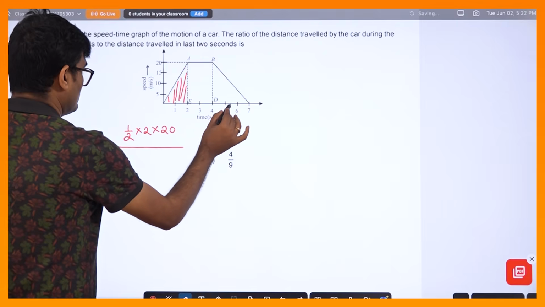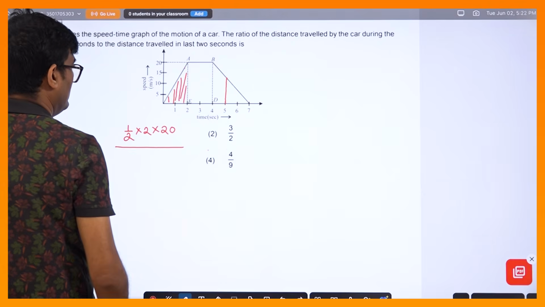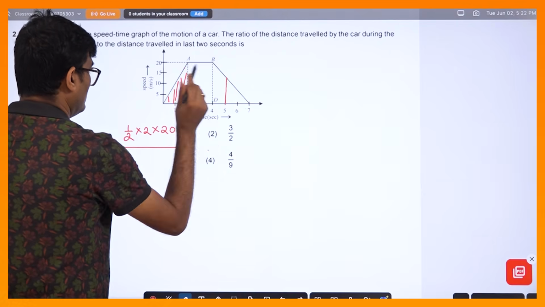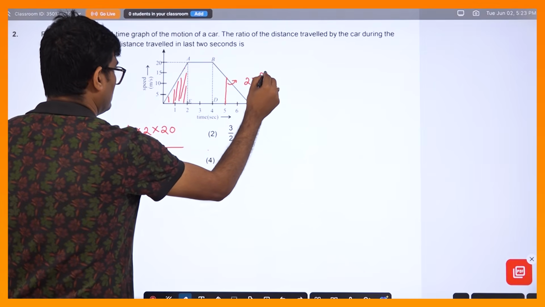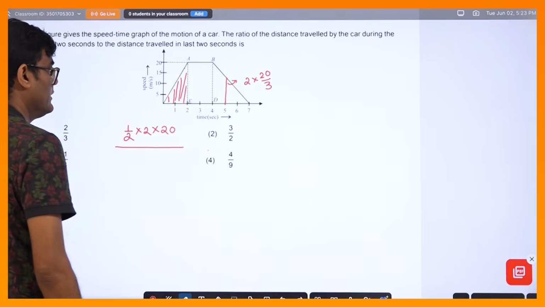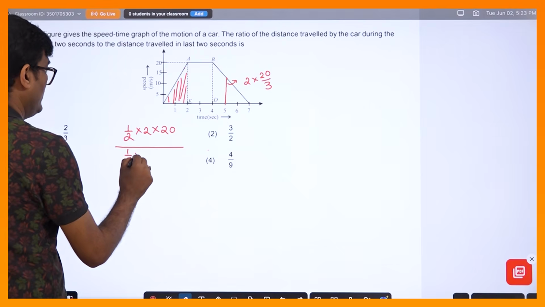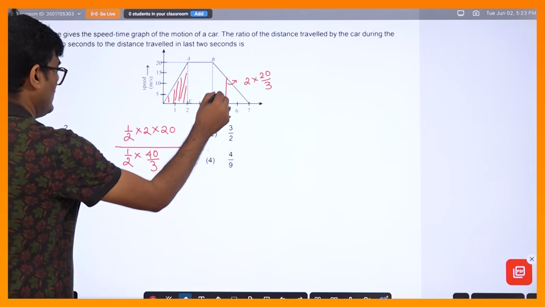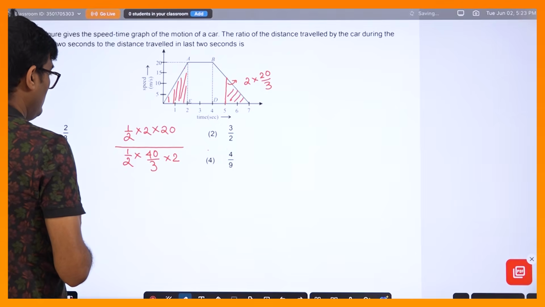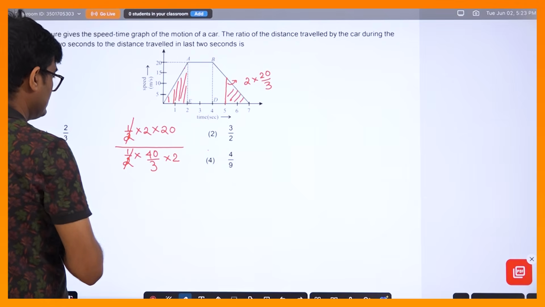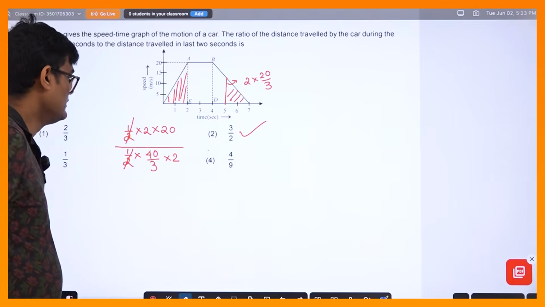So if this is 20 by 3, then this will be 2 into 20 by 3, that is equal to 40 by 3, so it is half into 40 by 3. This area I need to calculate, right? This is 40 by 3 into 2. Half gets cancelled out, 2 will also get cancelled out, so it will be 3 by 2. I think that is the answer for the second question.